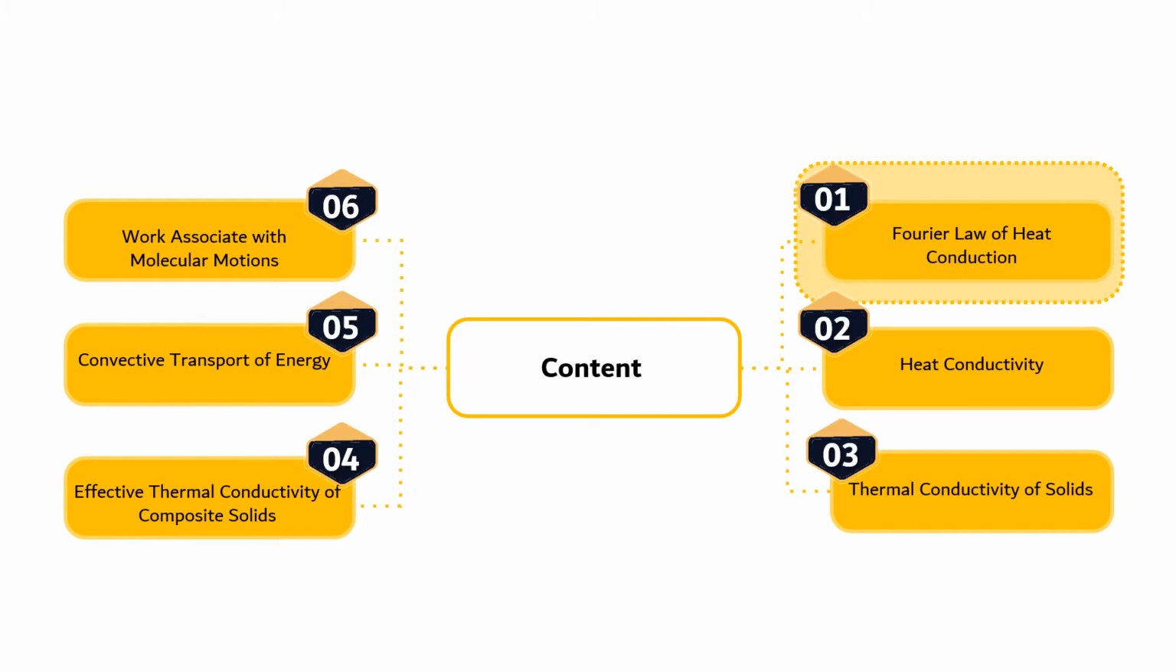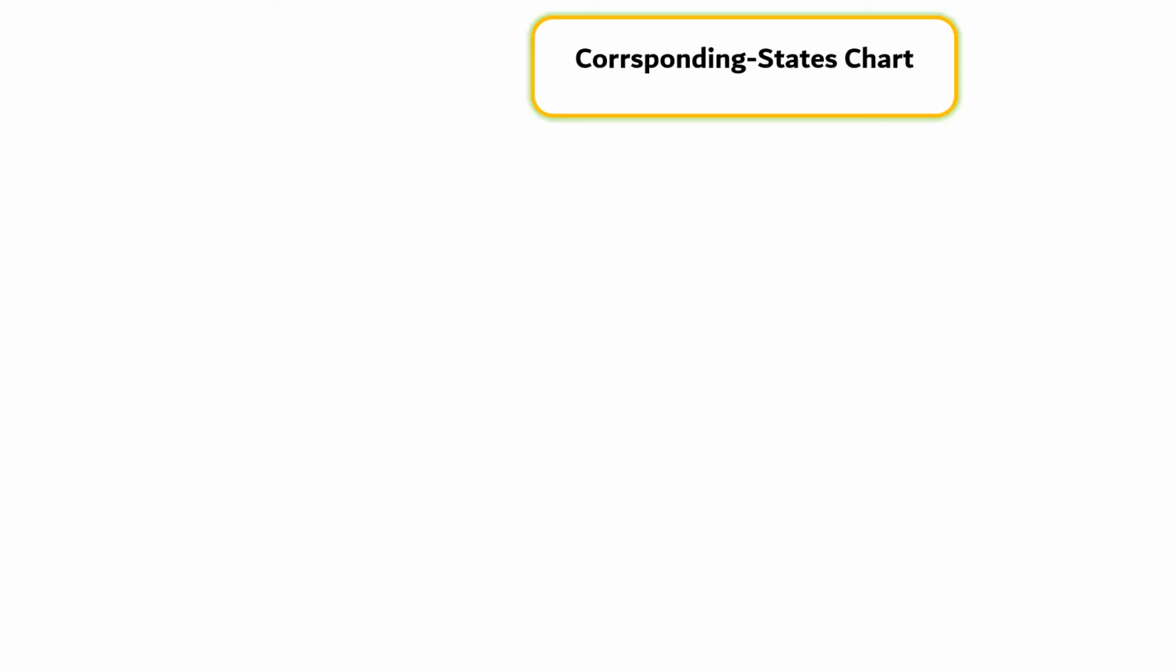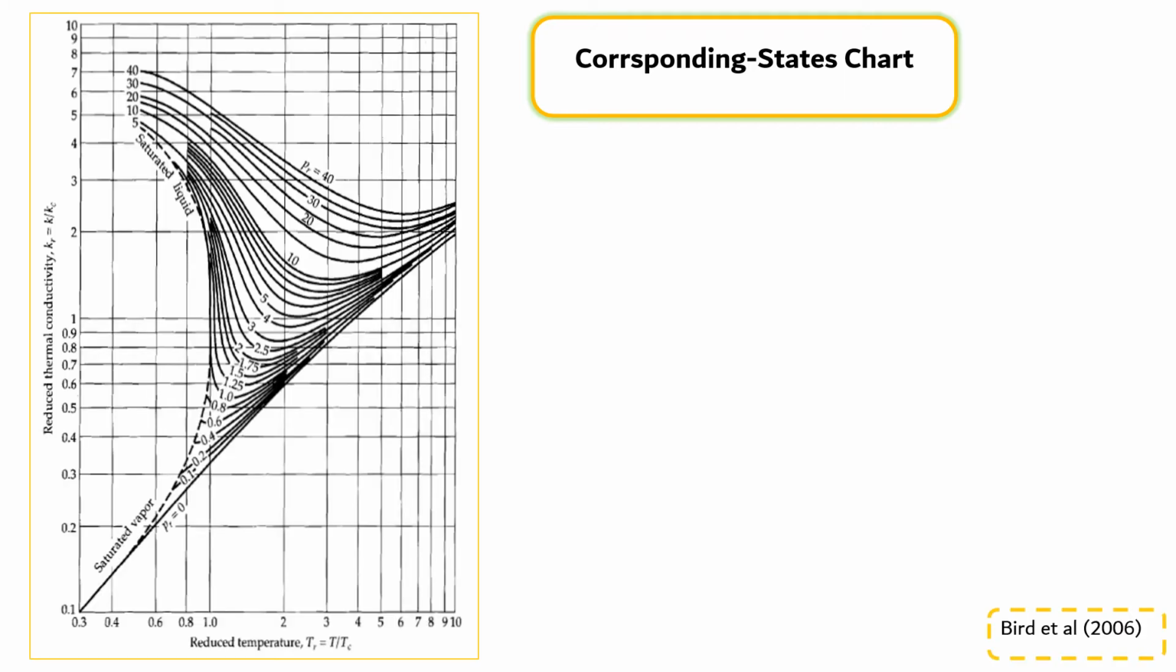Previously, we have discussed Fourier's law of heat conduction. In this segment, we will discuss heat conductivity. When thermal conductivity data for a particular compound cannot be found, one can make an estimate by using the corresponding states chart, as shown in the left figure, which is based on thermal conductivity for several monoatomic substances.